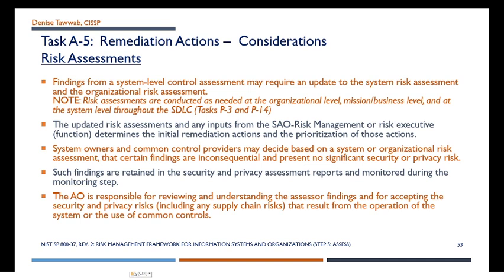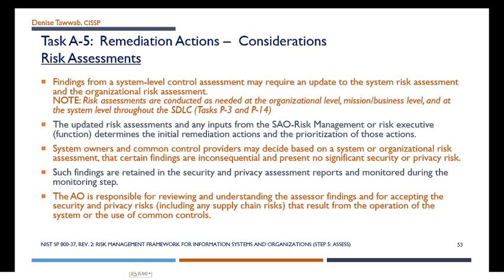Still talking about remediation actions, risk assessments. Findings from a system-level control assessment may require an update to the system risk assessment and also to the organizational risk assessment. Risk assessments are conducted as needed at the organization level, the mission business process level, and at the system level throughout the system development lifecycle. And these assessments happen during the preparation steps, specifically Task P3 and Task P14. The updated risk assessments and any inputs from the senior agency official for risk management or risk executive function determine the initial remediation actions and the prioritization of those actions. So the updated risk assessments determine the remediation actions and how those actions are prioritized.